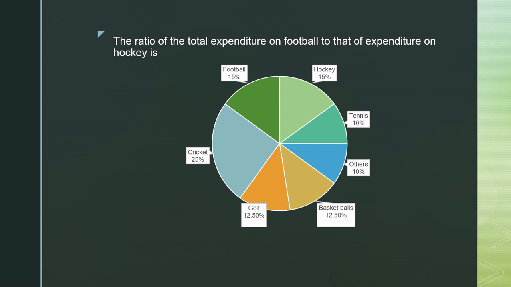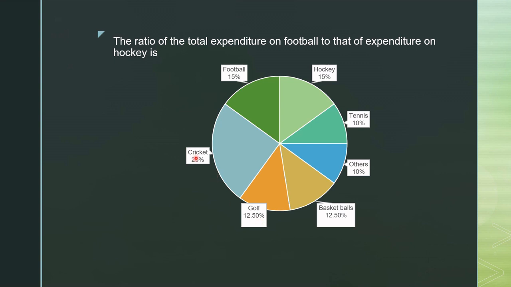So here is the question, June 2006: what is the ratio of the total expenditure on football to that of expenditure on hockey? Okay, so in this circle the football percentage is 15%, hockey is 15%, tennis is 10%, others 10%, basketball 12.50%, golf 12.50%, and cricket is 25%.